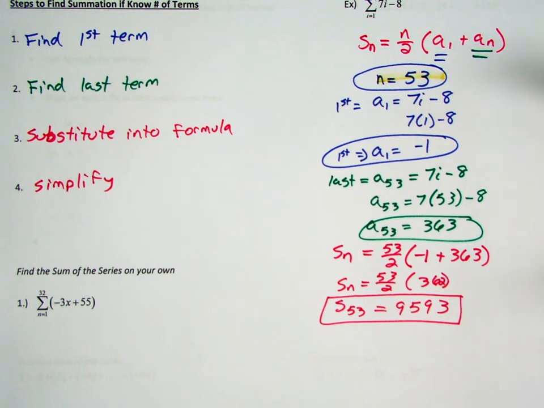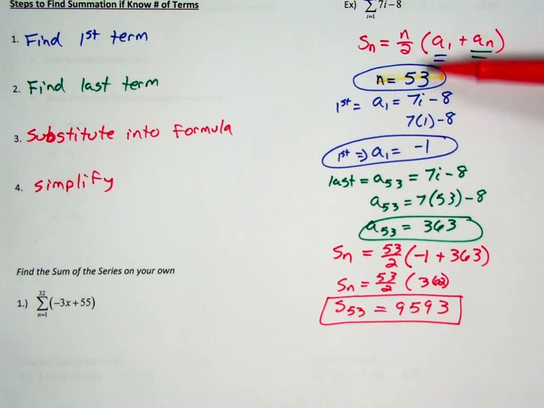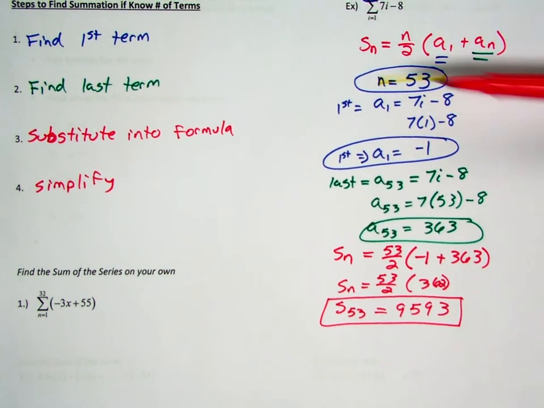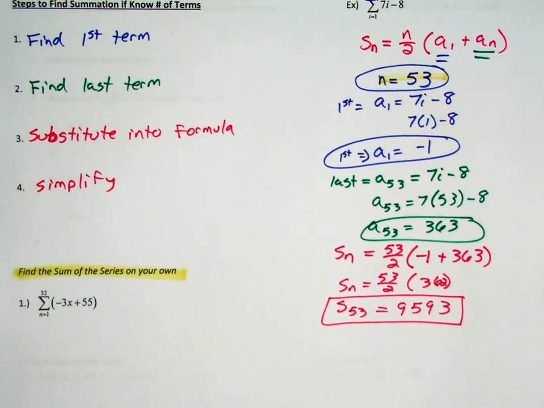So that should be really easy, right? Find the value of your first term, the value of your last term, your n, substitute in, and solve. So now you're going to go ahead and find number 1 on your own, and then you can go to the next video to view the last piece of that.